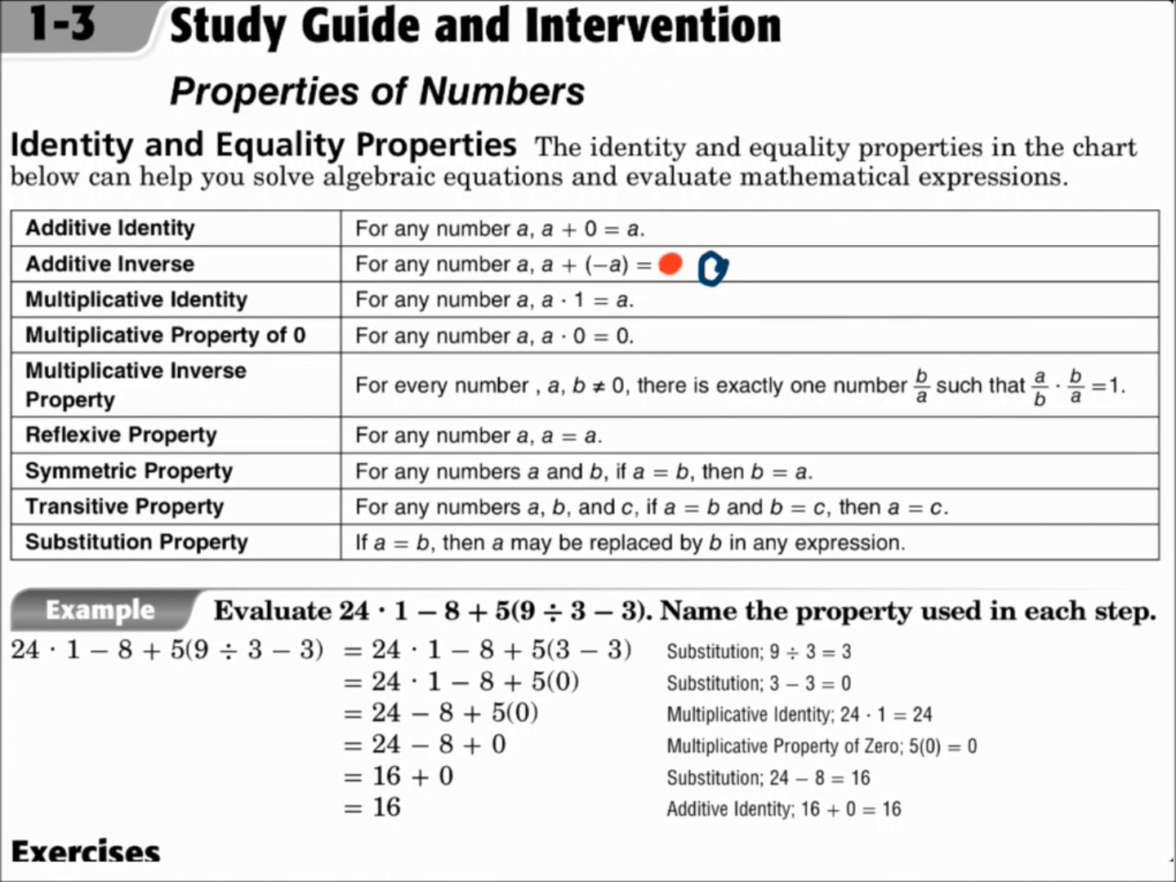This is Lesson 1.3, Properties of Numbers. Your objectives are to recognize the properties of equality and identity, and recognize the commutative and associative properties. Identity and equality properties. The identity and equality properties in the chart below can help you solve algebraic equations and evaluate mathematical expressions.